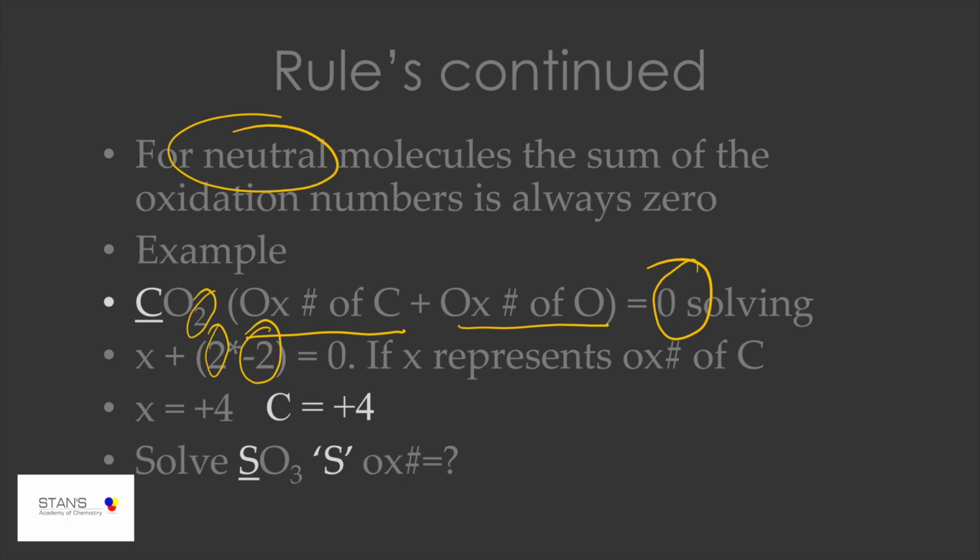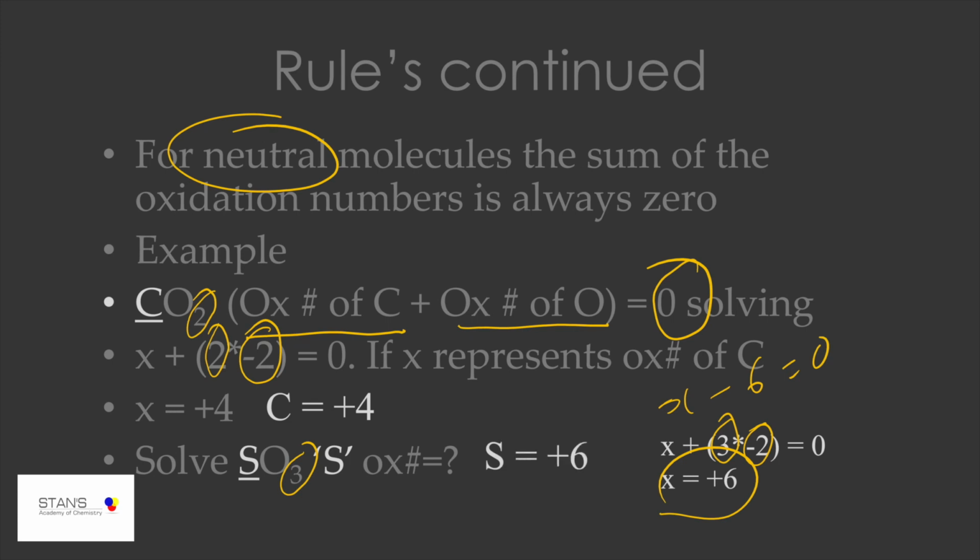Let's solve and determine the oxidation number of sulfur in sulfur trioxide. X is the oxidation number of sulfur, plus there are 3 oxygen atoms, so we have this 3. The oxidation number of oxygen is -2. So X minus 6 is equal to 0. Therefore, X is equal to +6. That's the oxidation number of sulfur in sulfur trioxide.